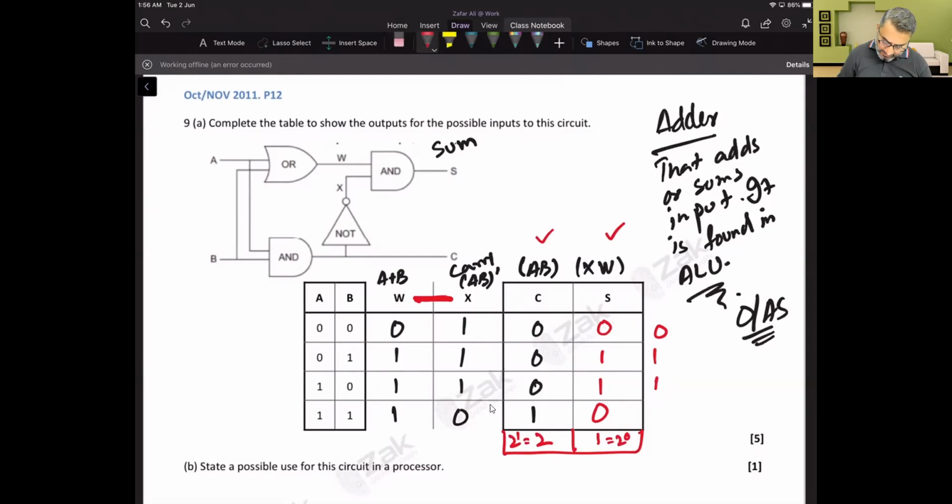This is 1 and this is 2. You can see easily, 0 plus 0 is equal to 0. There we go. 0 plus 1 is equal to 1. There we go. 1 plus 0 is equal to 1. There we go. 1 plus 1 is equal to 2. So this is binary 2. There we go.